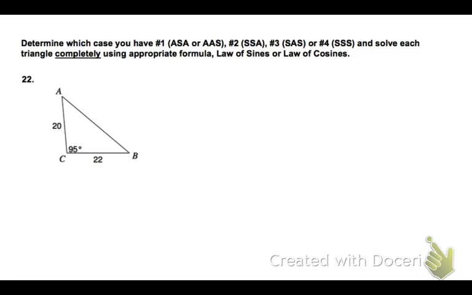So if we look at what we're given, just around the triangle, we know this side, and then we know an angle and another side. So that's case number 3, side, angle, side. The important part of knowing that is that to solve, you can use the law of cosines.